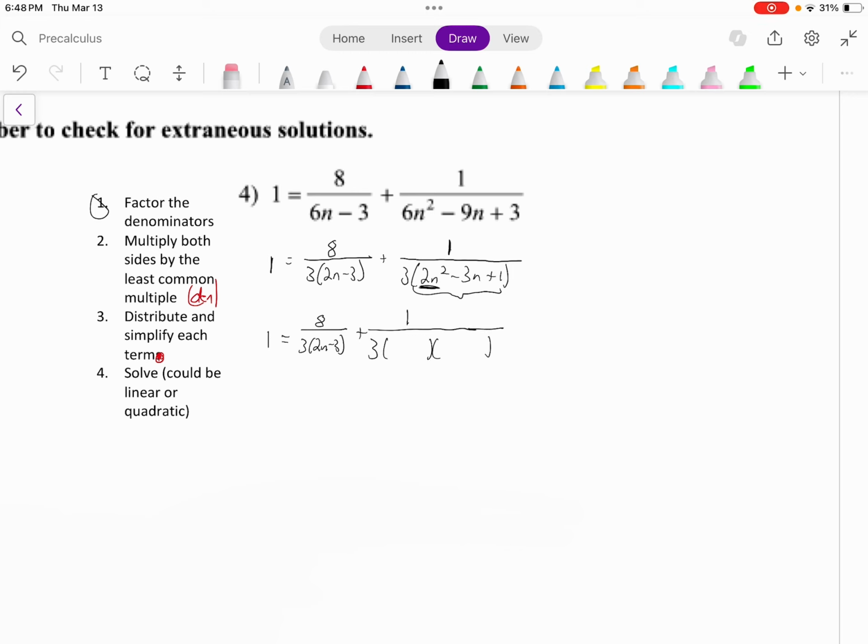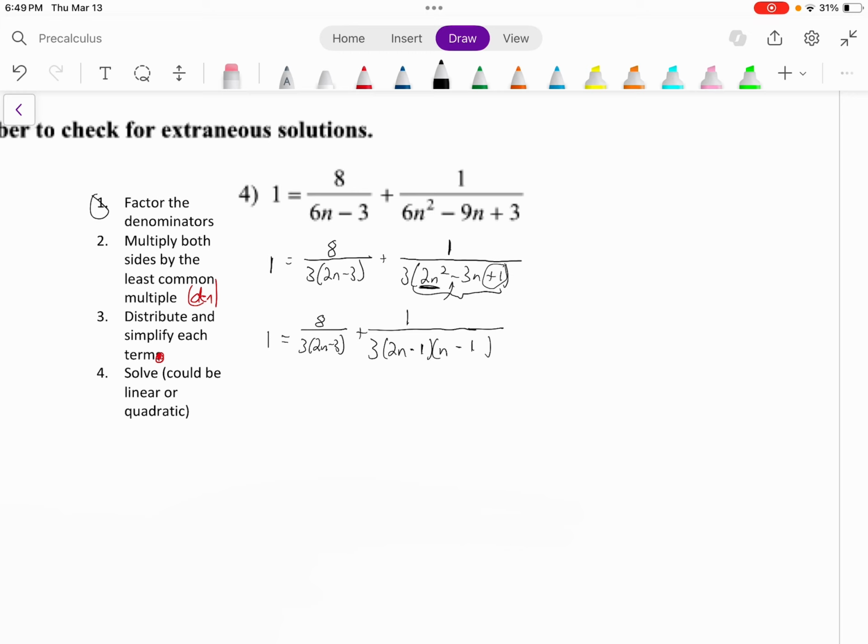In order to get a 2n squared, we need a 2n and an n. In order to get a 1, we need a 1 and a 1, and in fact it will be a negative 1 and a negative 1. So we finished that first step of factoring the denominators.